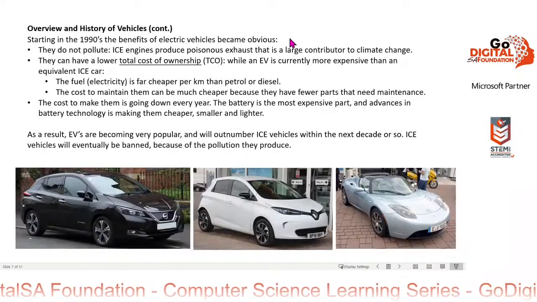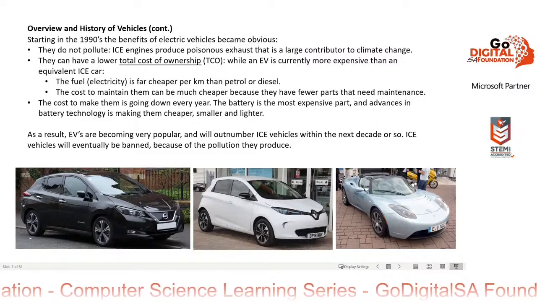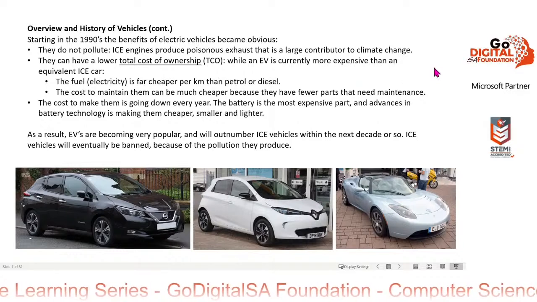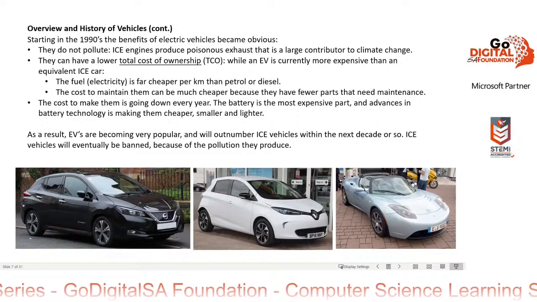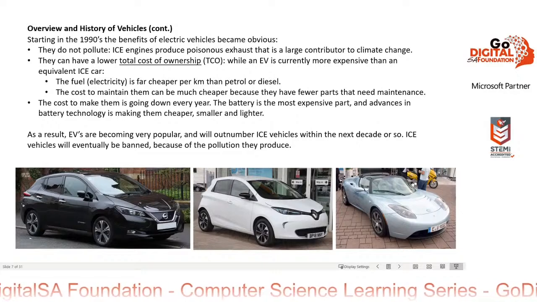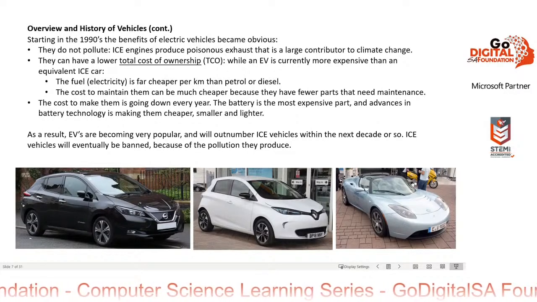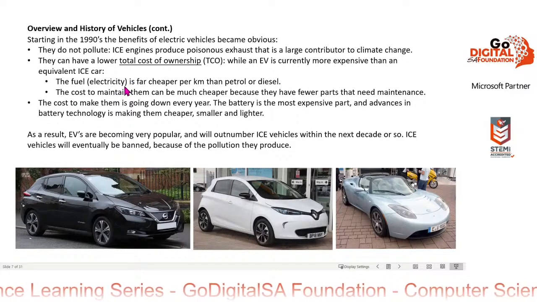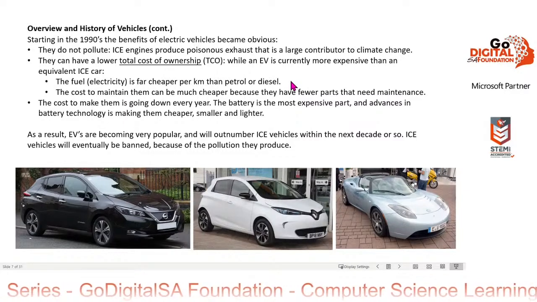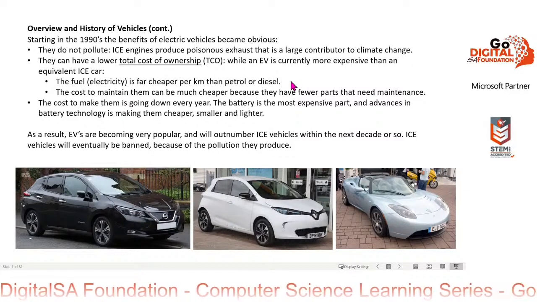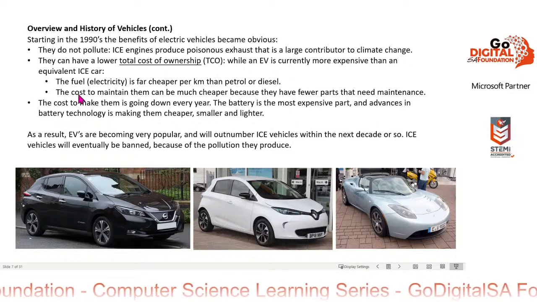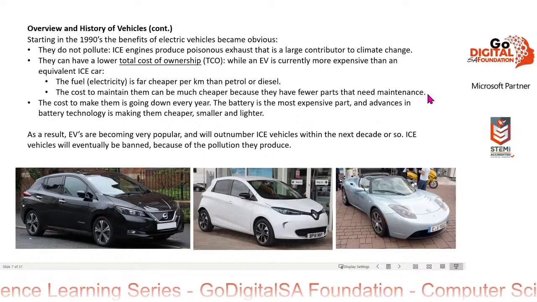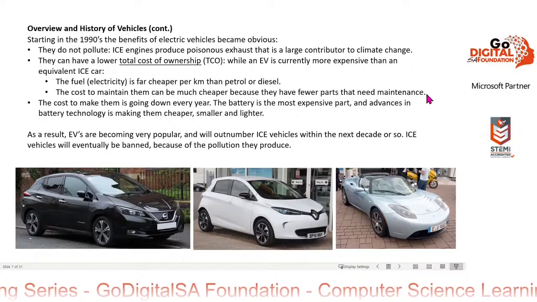Starting in the 1990s, the benefits of electric vehicles became obvious. They do not pollute. ICE engines produce poisonous exhaust that is a large contributor to climate change. They can have a lower total cost of ownership, or TCO. While an EV is currently more expensive than an equivalent ICE car, the fuel, the electricity, is far cheaper per kilometer than petrol or diesel. So if you drive a lot, you're going to end up saving money. The cost to maintain them can be much cheaper because they have fewer parts that need maintenance. So again, if you keep it for a long time, it's going to be cheaper.